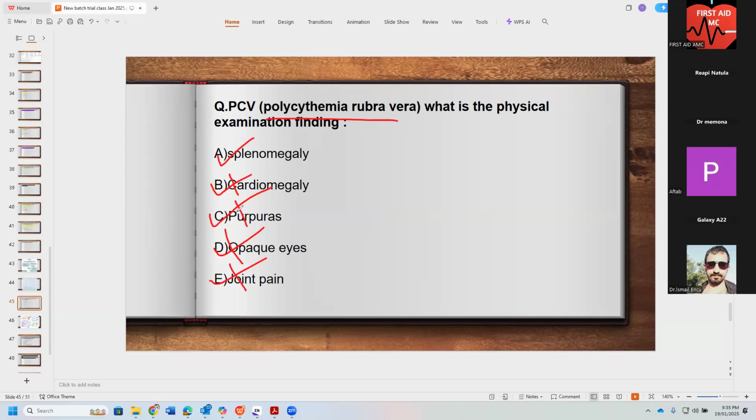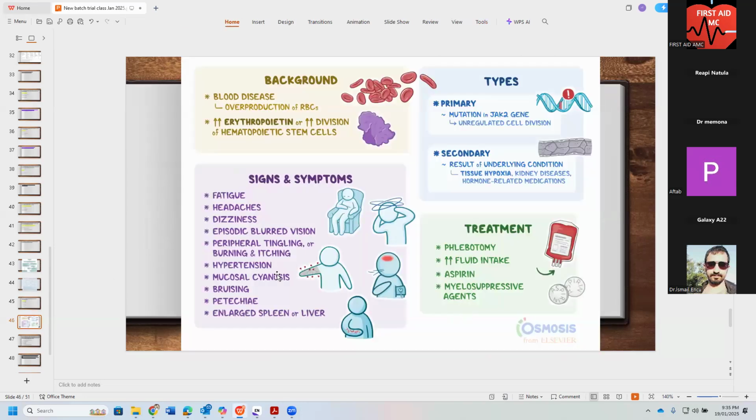Cardiomegaly is a physical examination finding of polycythemia rubra vera, but it's a late physical examination finding and a complication of it. So the most common physical examination finding out of these is splenomegaly. It can also cause liver enlargement as well. It's not just the spleen that is enlarged. Have a look at this.